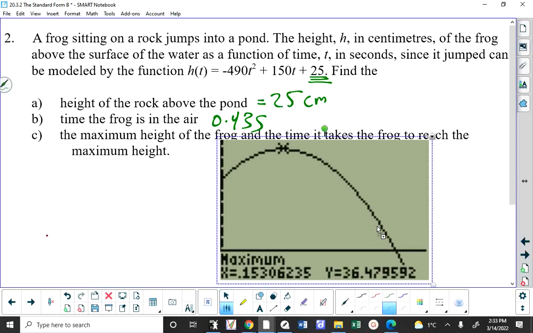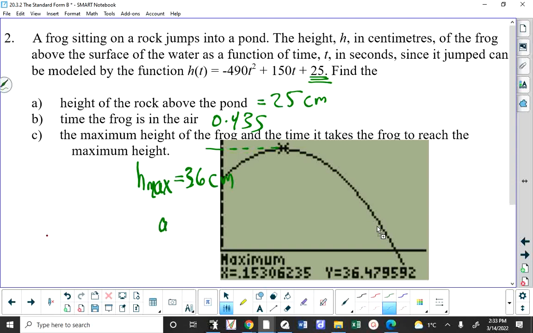The maximum height is 36.5 centimeters. I'll say 37 centimeters. I guess 36, bless you. 36 centimeters, and it happens at 0.15 seconds. Again, this question is all about you learning how to use your calculator efficiently. Any questions with A, B, or C in question 2?